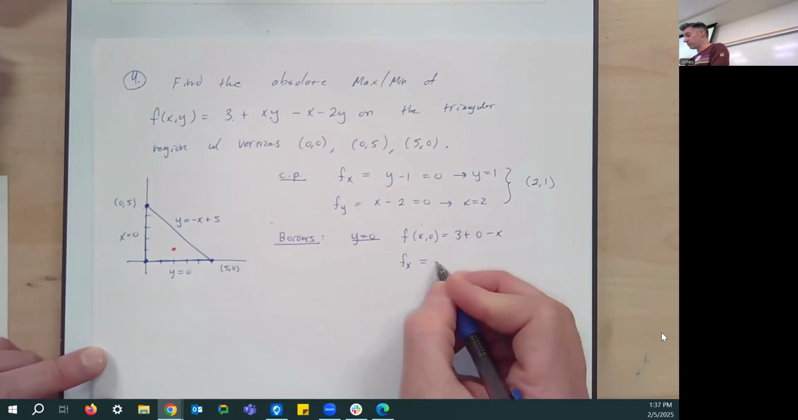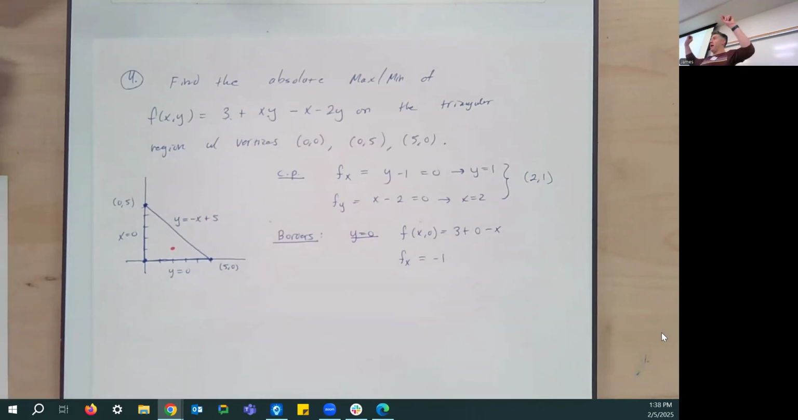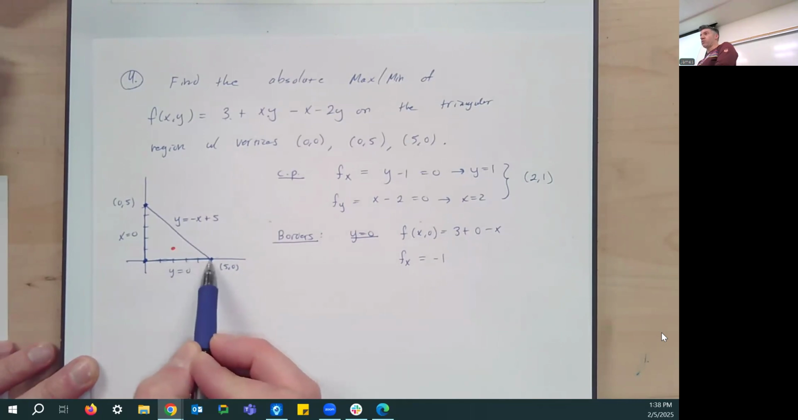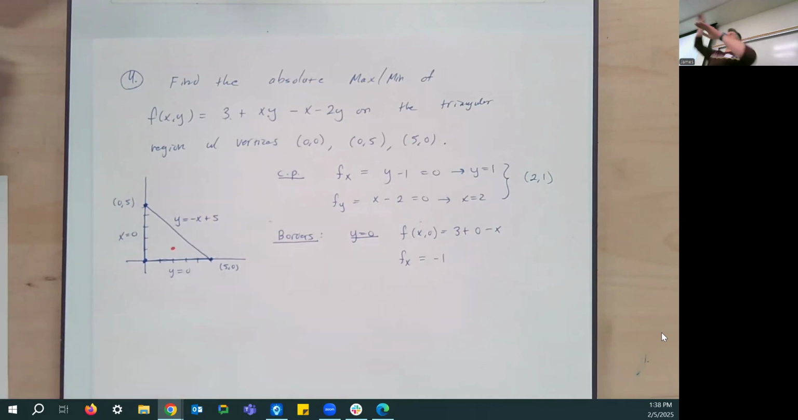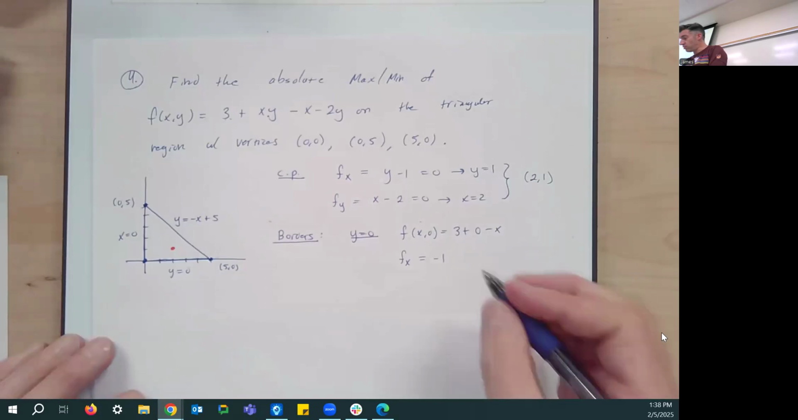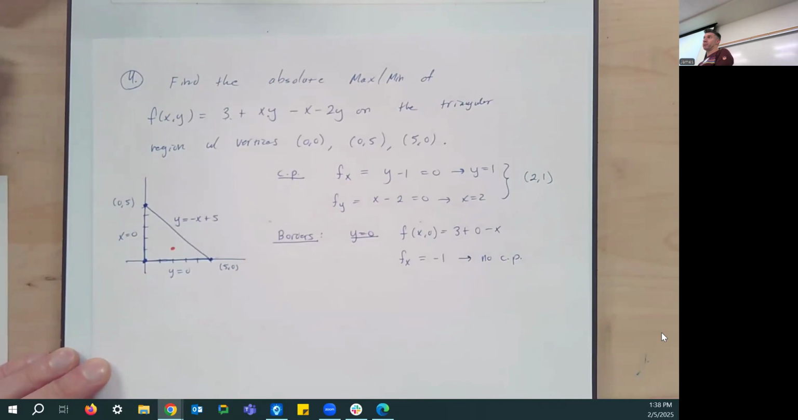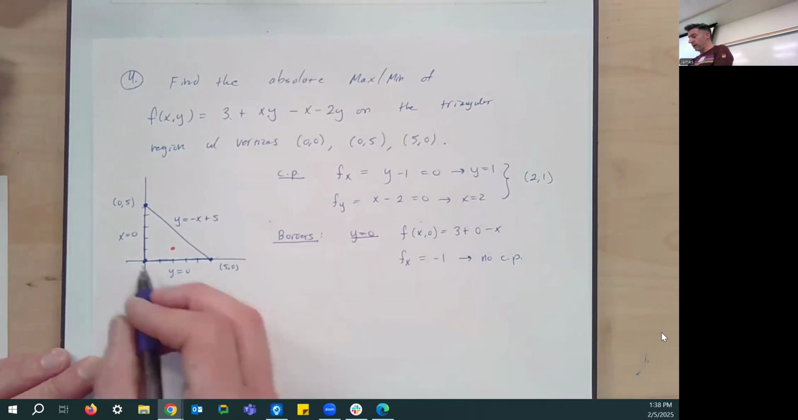0 minus 1. What that means is along that edge, the function is essentially always decreasing from left to right. So along this edge here, this corner is the highest corner, this corner is the lowest corner, and there can't be a relative max or min in between. It's just down from left to right. Meaning we don't have any critical point on that boundary, and we still are just going to look at the corners. So no critical point there. That doesn't equal 0, it equals -1. And the same thing's going to be true for the x equals 0 border.